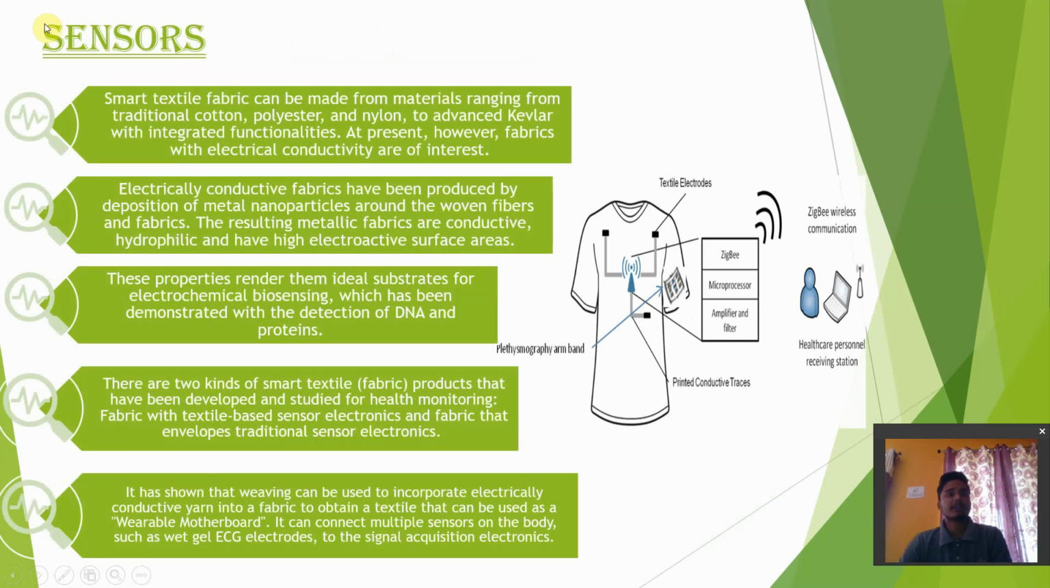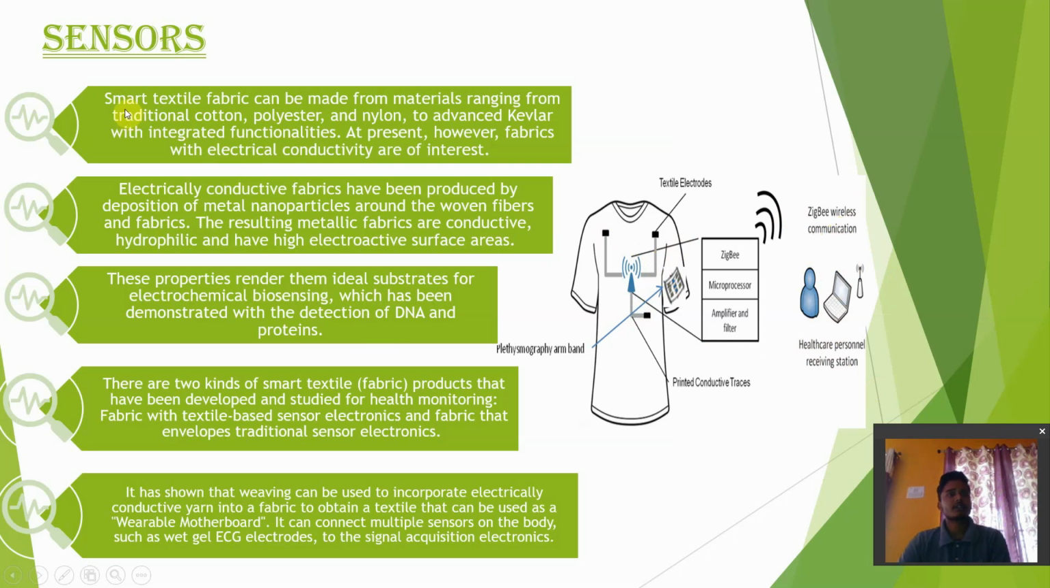Now let's talk about the sensors. These are the textile electrodes. These are the sensors which collect the data from the body and transmit it to a laptop or a smartphone by ZigBee wireless communication.